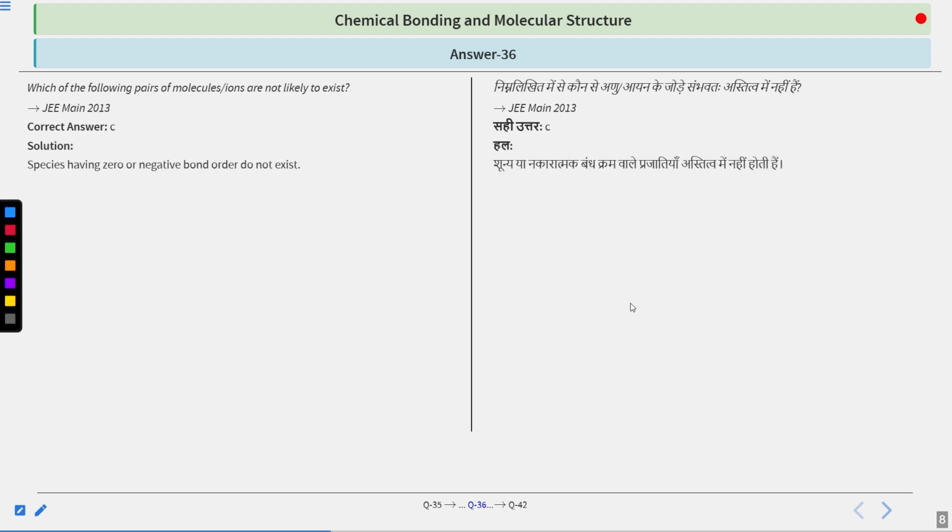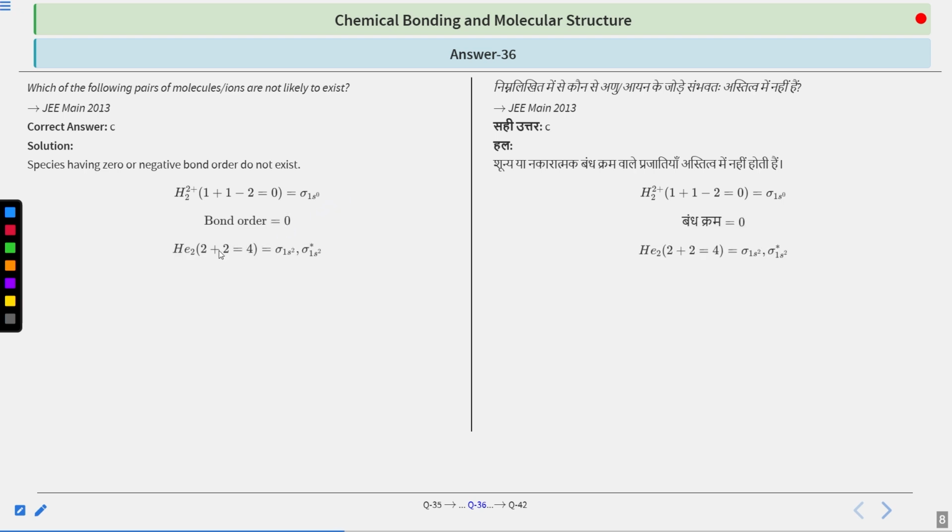Now the species which have a zero or negative bond order. If you calculate the bond order and it comes out to be negative or zero, then the molecule will certainly not exist because there is no bond in between. Bond order is simply the number of bonds, and if there is no bond between two atoms, then that molecule will not itself exist, right? So for H2 2+, if you just calculate it, it will be 1 plus 1 minus 2, that is 0. So it has a 0 bond order.